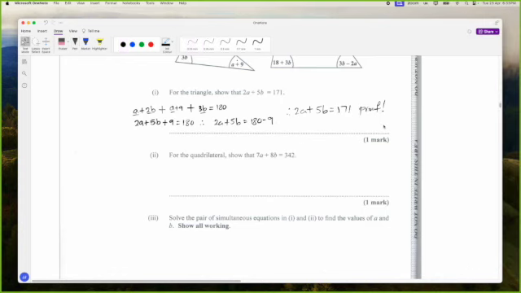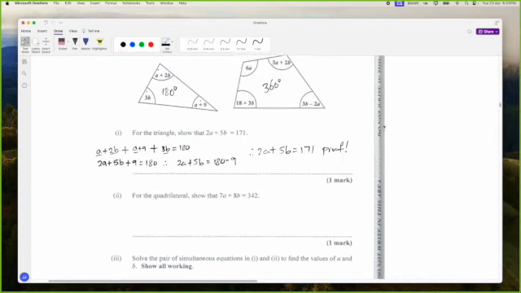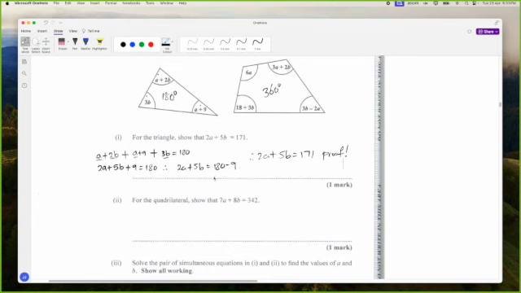For the quadrilateral, show that, and it'll be exactly the same. So you see, this entire thing is just really testing to see if you can remember how many degrees are there, right? So same kind of thing, I guess.